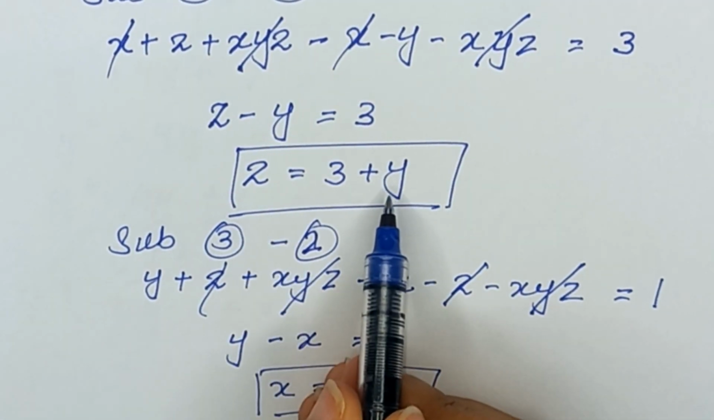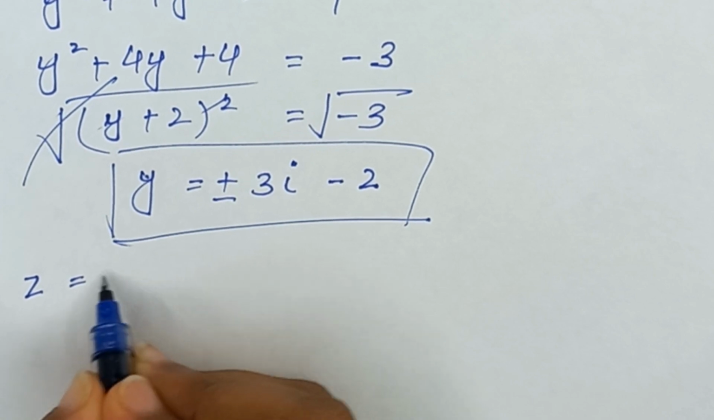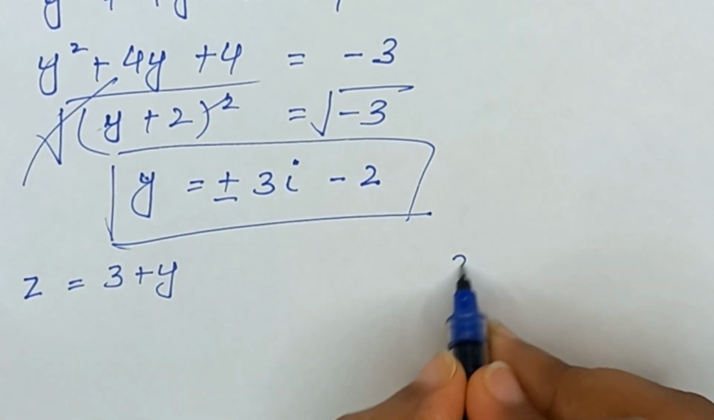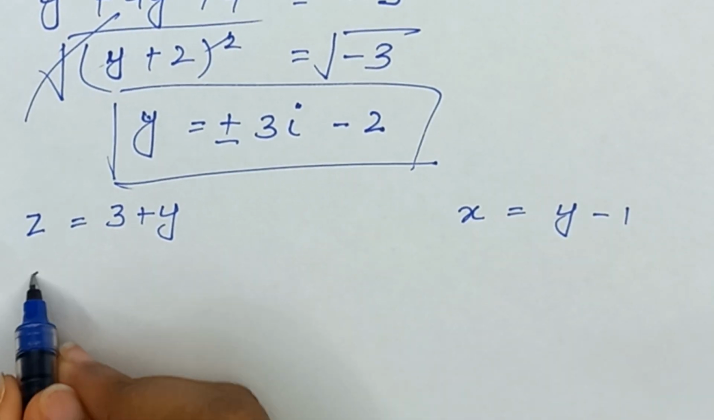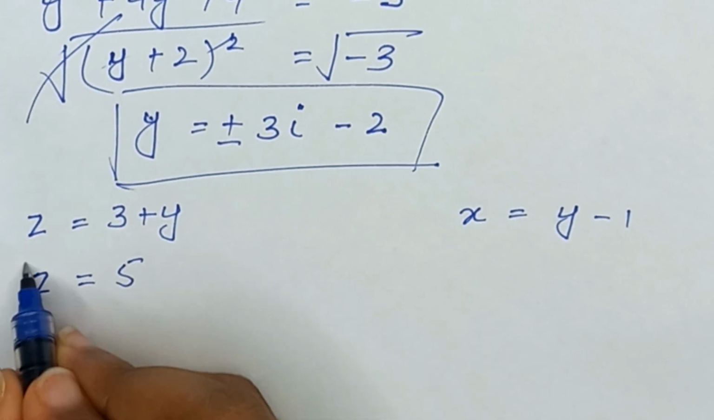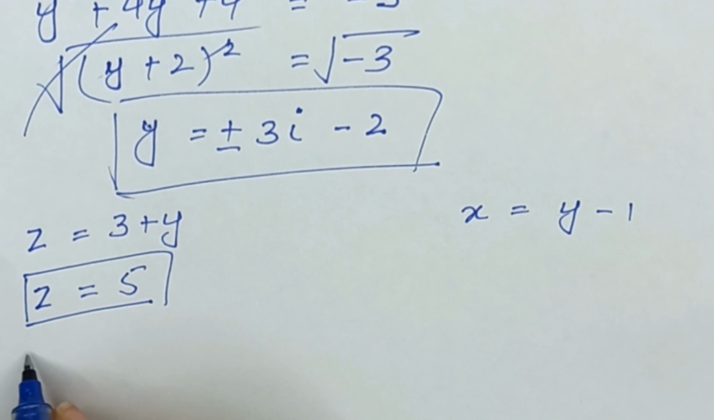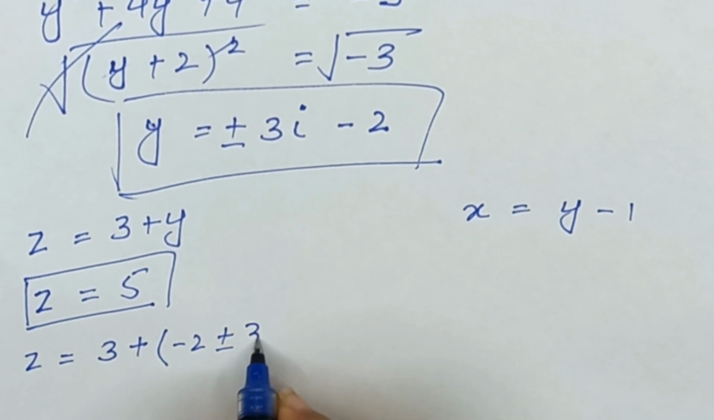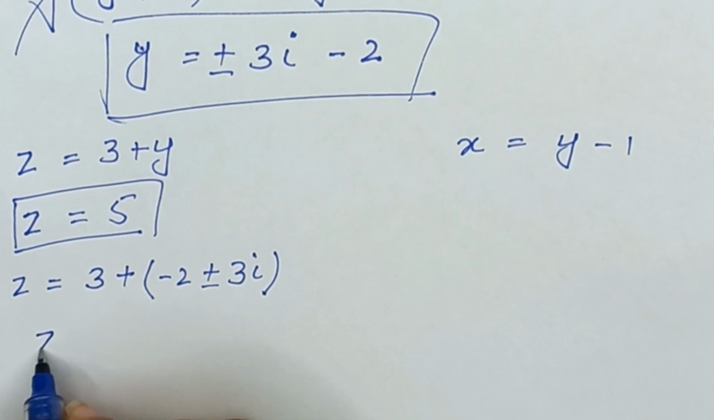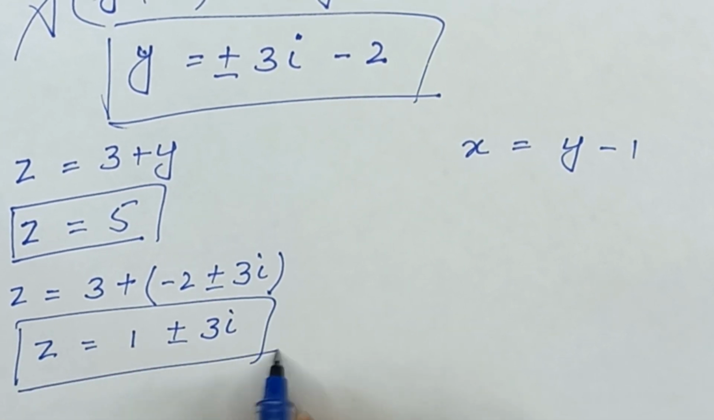So here z is equal to 3 plus y and x is equal to y minus 1. Okay, first of all, I will solve for the real root, which is y is equal to 2. So z will be equal to 3 plus 2 is 5. And when I substitute negative 2 plus minus 3 iota, it will be z is equal to 3 plus negative 2 plus minus 3 iota. So from here z will be equal to 3 minus 2, which is 1 plus minus 3 iota. These are the three values of z.